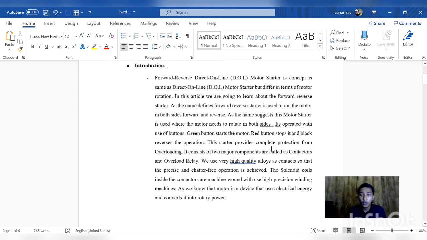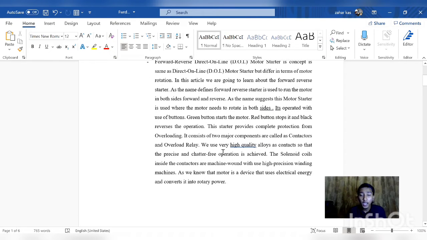This starter provides complete protection from overloading. It consists of two major components called the contactor and the overload relay. We use very high quality alloy as the contact so that precise and chatter-free operation is achieved. The solenoid coil inside the contactor is machine-wound using a high precision winding machine. As we know, a motor is a device that uses electrical energy and converts it into rotary power.